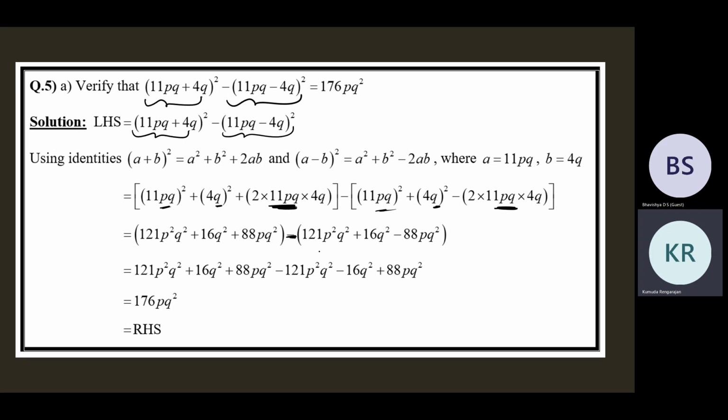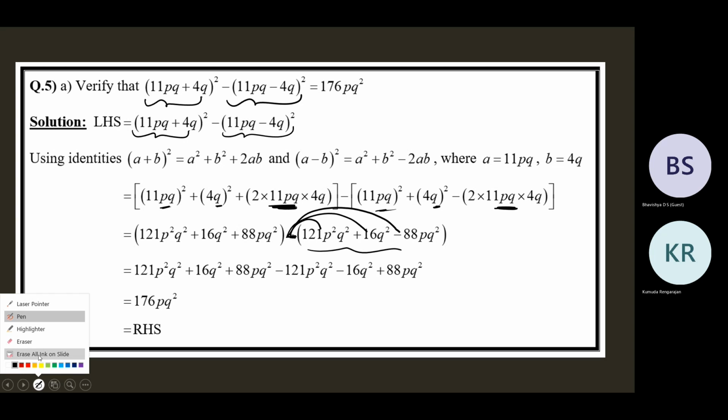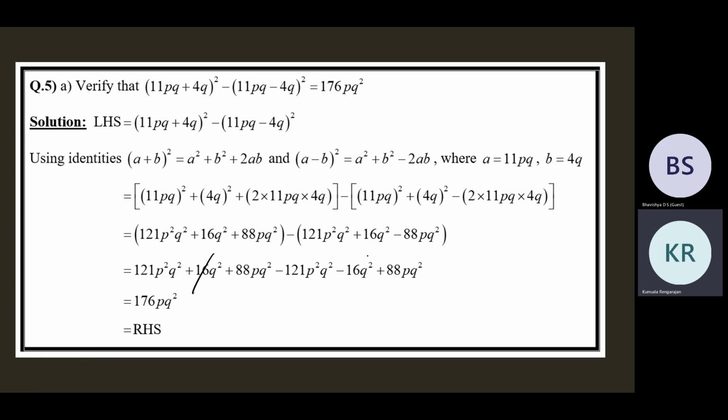when you open the bracket here, it'll be minus 121 p square q square minus 16 q square minus into minus plus 88 pq square. And on simplifying, see, it cancels. So 88 plus 88 is 176 pq square, which is the RHS.